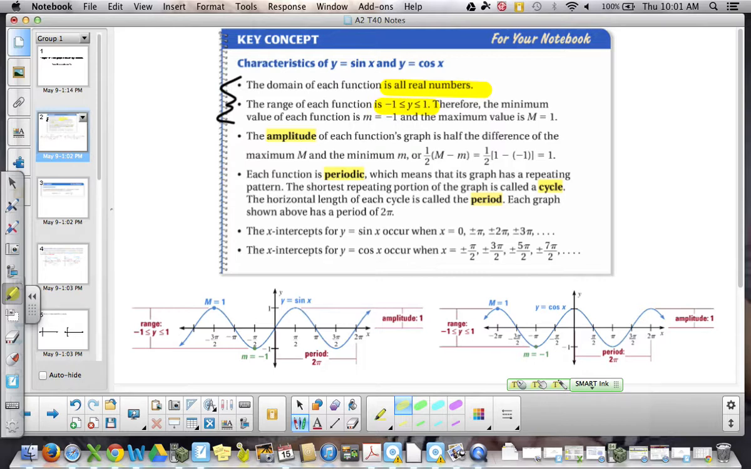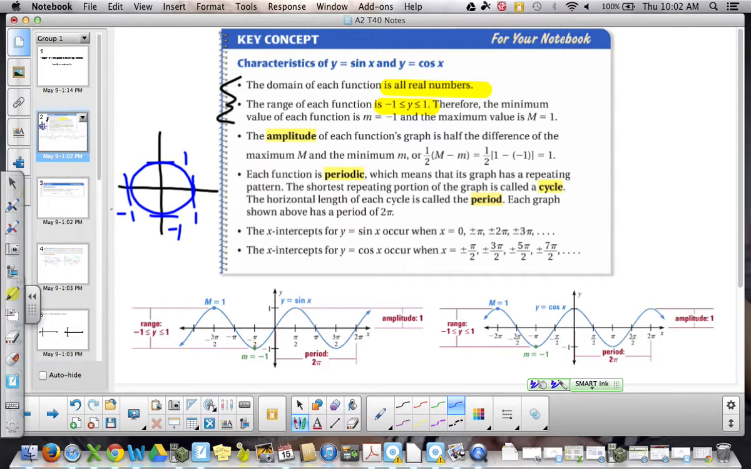And again, the reason that is, if you think back to our unit circle that we just talked about in the last target. If we have our unit circle, this is 1, this is -1, this is 1, and this is -1. So the values of x and y here are never going to go outside of 1 or -1. Never going to get higher than 1 and never get lower than -1. So that's why the range is from -1 to 1.